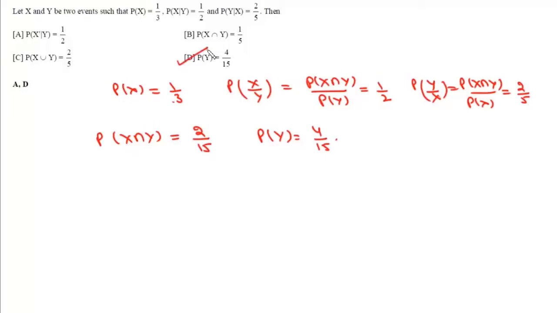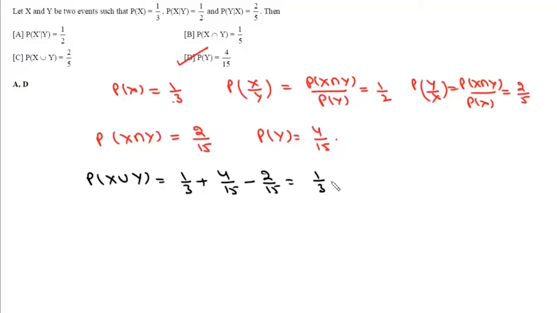That means this option D is correct. Now once we have all three values, we can calculate P of X union Y. Now this is Px plus Py minus P of X intersection Y, which is 2 by 15.